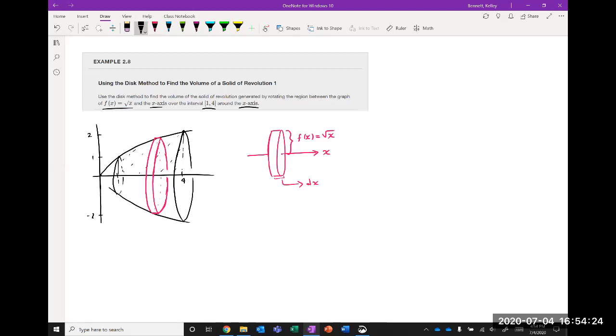So if I wanted to set this up, I would just say, okay, I'm going from 1 to 4. And then I'm going to add up all my little quarter friends, my little hockey pucks. Each hockey puck has pi r squared times width. So that's going to be pi r squared, which is my function, and then my width is just dx. So this is a really nice simple integral where we go from 1 to 4, just pi x dx. A straightforward integration: pi halves x squared, evaluated from 1 to 4. And so we're going to get 15 pi over 2. That's the volume of this region revolved around the x-axis.